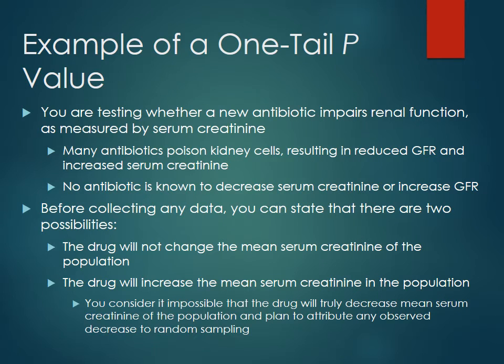Okay, so here's an example of a one-tailed p-value. Say we're going to be testing whether or not a new antibiotic is going to impair renal function, and we're going to be doing that by measuring serum creatinine. We know that lots of different antibiotics can damage kidney cells, resulting in reduced GFR and increased serum creatinine, right? There are no known antibiotics so far that decrease serum creatinine or increase GFR. So if anything, it's going to hurt kidney function. It's never going to necessarily help kidney function.